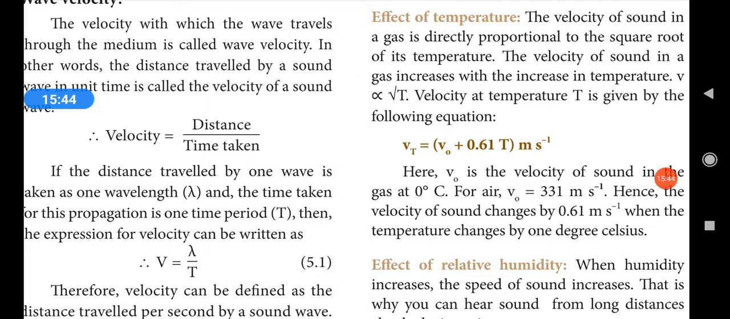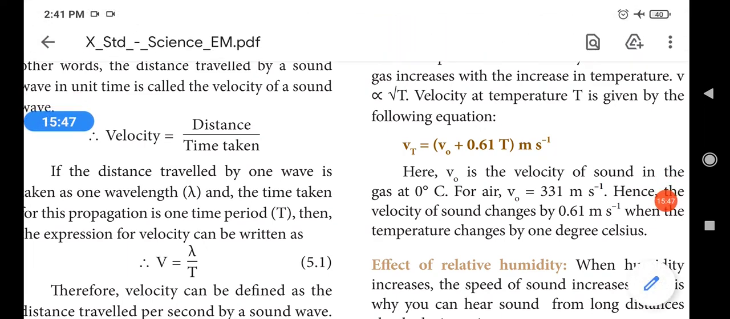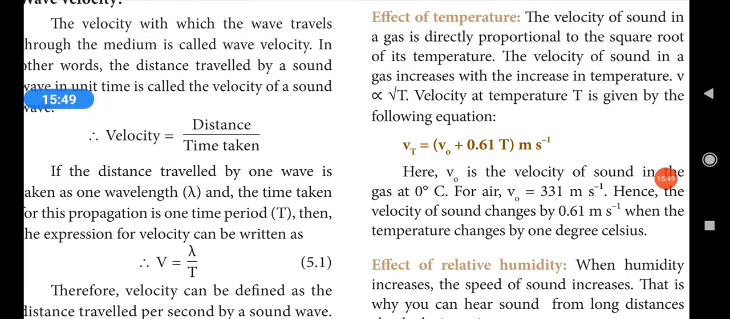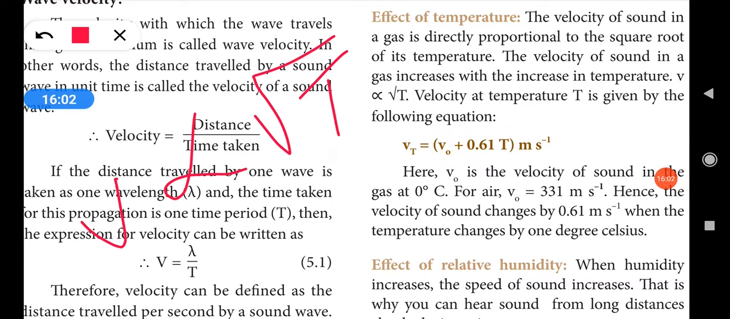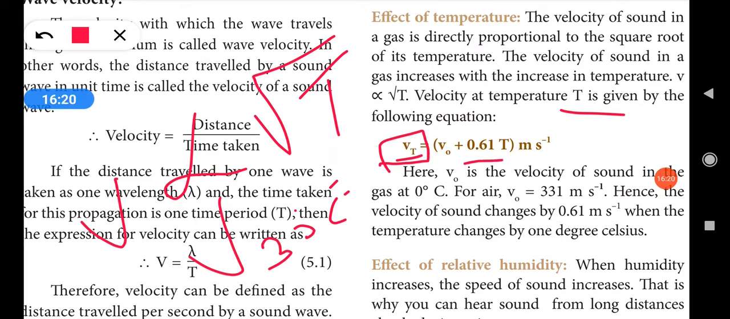See, the velocity of sound in a gas is directly proportional to the square root of its temperature. The velocity of sound in a gas increases with increase in temperature. So velocity V is directly proportional to the square root of the temperature. So velocity at temperature T is given by, where T is temperature. For example, the velocity of the gas at 30 degrees Celsius can be given as V0 plus 0.61 into temperature.